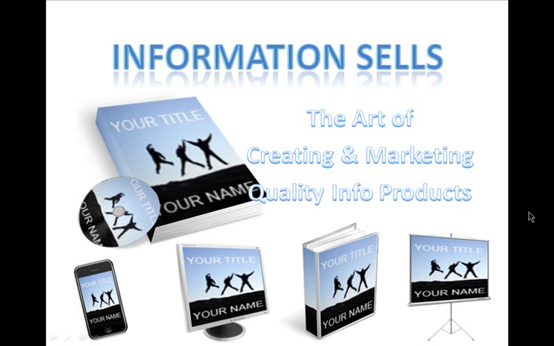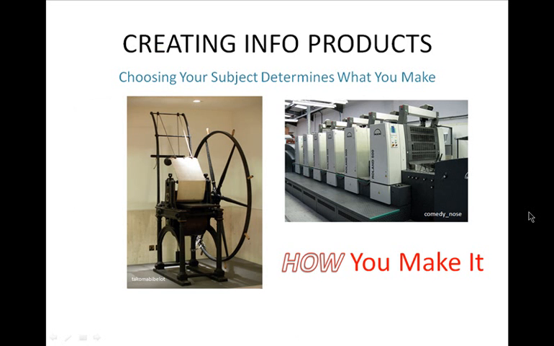We're going to begin our series on information sells, the art of creating and marketing quality information products with the emphasis on quality. This series is going to cover everything from how to choose your subject to how to budget, how to choose your materials and your audience. We'll talk a bit about how choosing your subject determines how you're going to make your product. Obviously, if you're doing something that needs to be produced by the tens of thousands, you're not going to do that in your own living room on a single computer.